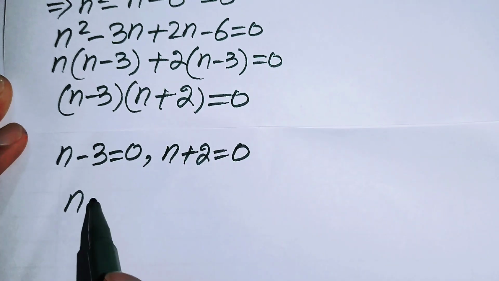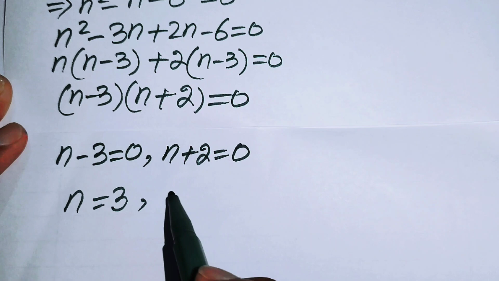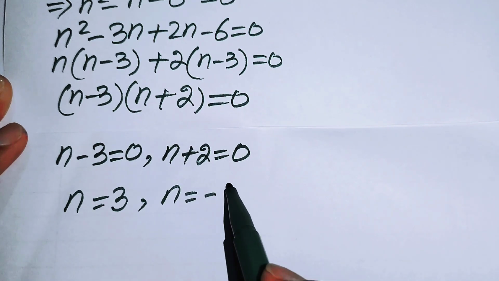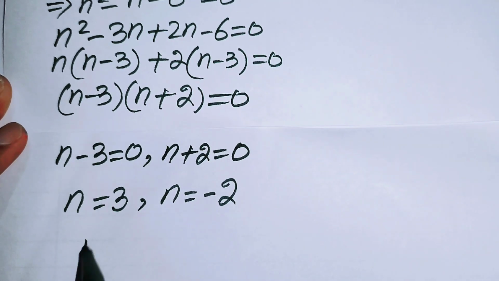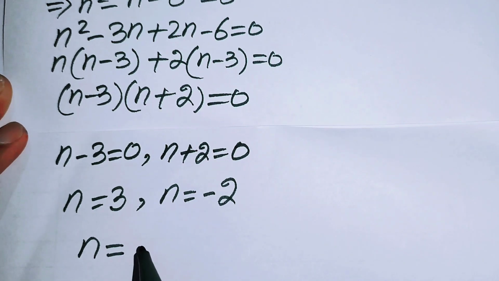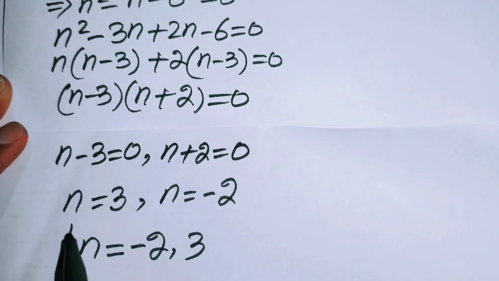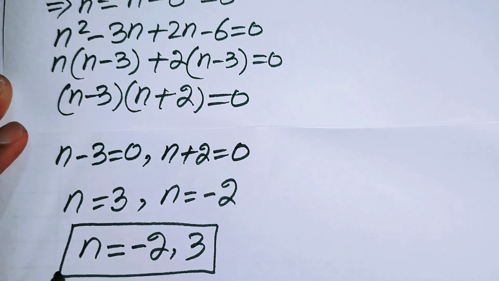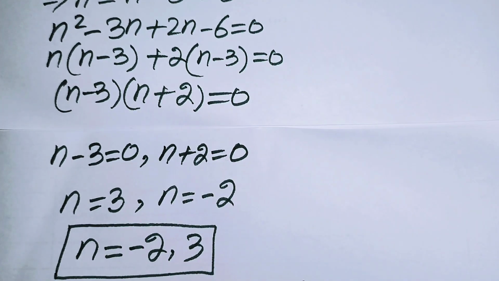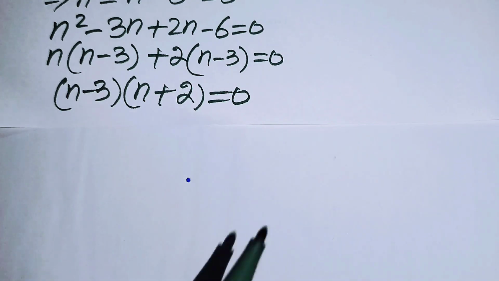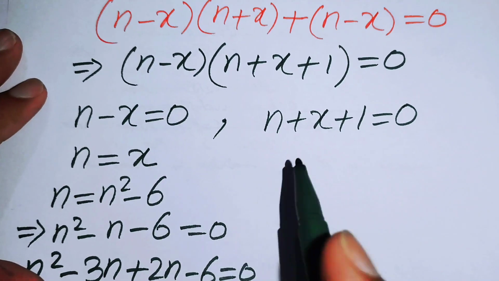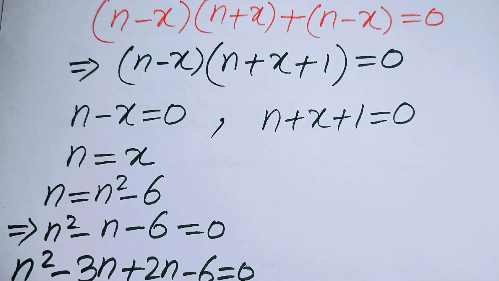So in this case you get the value of n is 3 and in this case you get the value of n is minus 2. So finally in the first case we get the two values of n, so these are minus 2 and 3. So these are the two factors of the given equation from case 1, and now we move towards case 2. So this is our case number 2, and now we can solve case number 2.